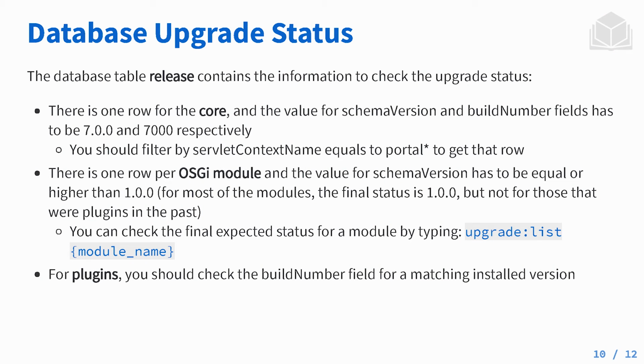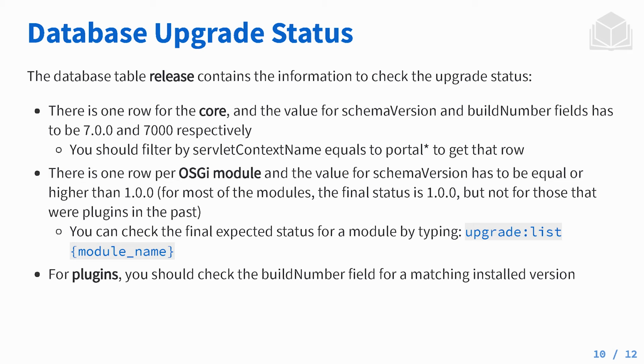Now, as little as I like to know what the database structure is, it says here the database table release contains the information to check the upgrade status. You can get the same information also from the OSGi modules, but in this case, just looking at the release table, I would say, is allowed. Just don't assume by looking at the release table you understand everything and you can mock with it and write to it, update stuff manually.